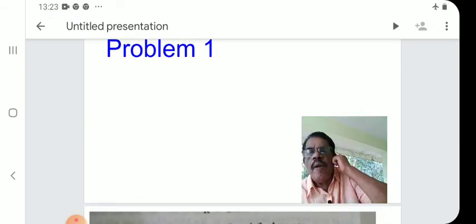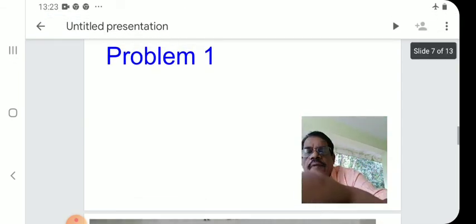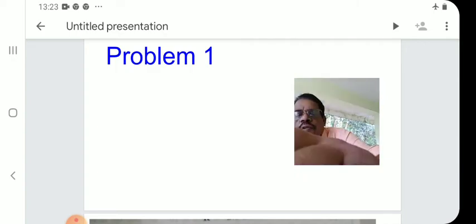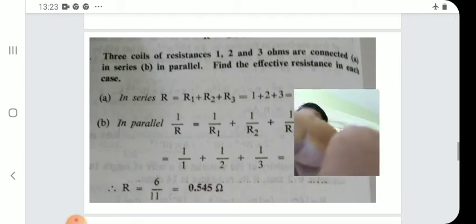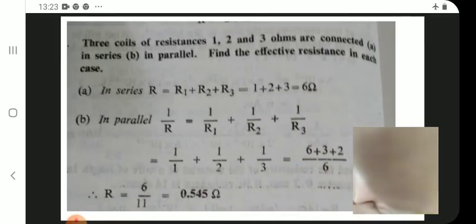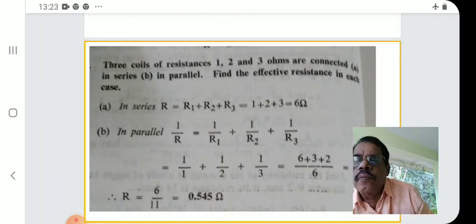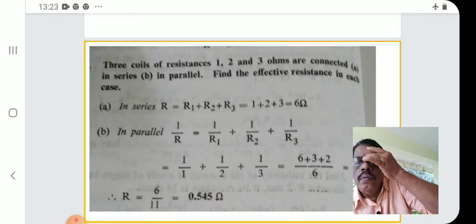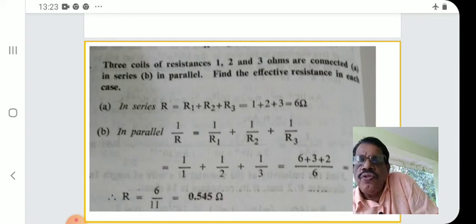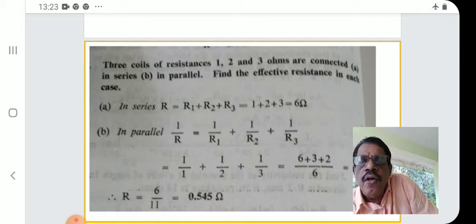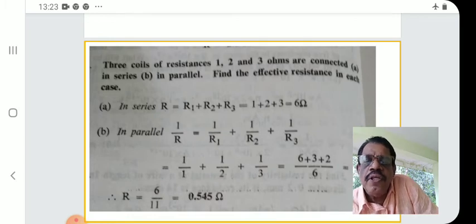Now we see three problems connecting series and parallel formulae. Problem number 1. I will read the problem. Three coils of resistances 1, 2 and 3 ohms are connected (a) in series, (b) in parallel. Find the effective resistance in each case.